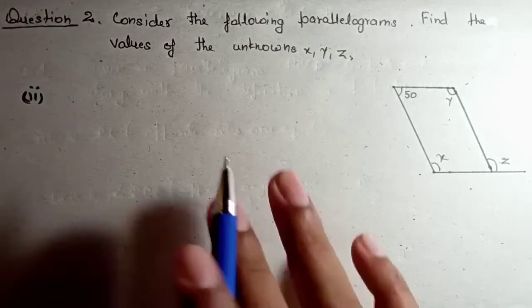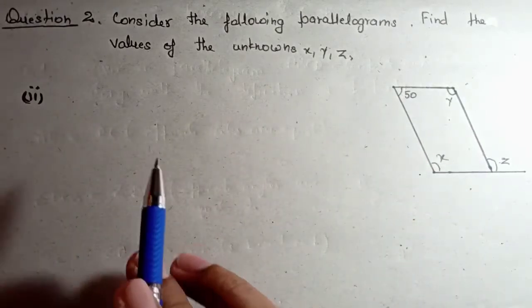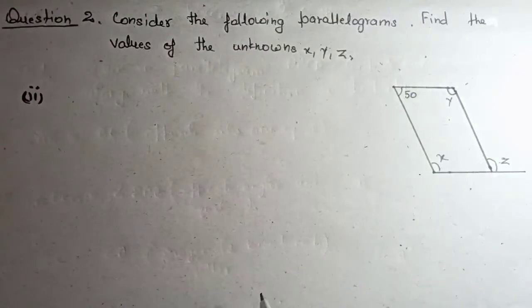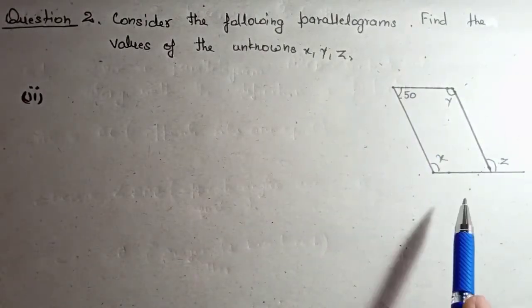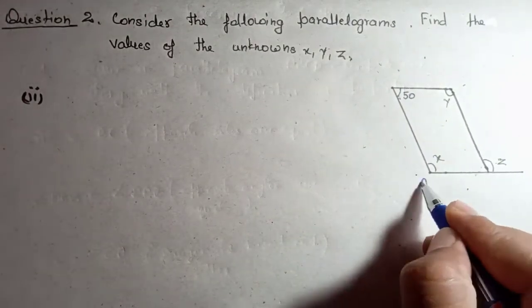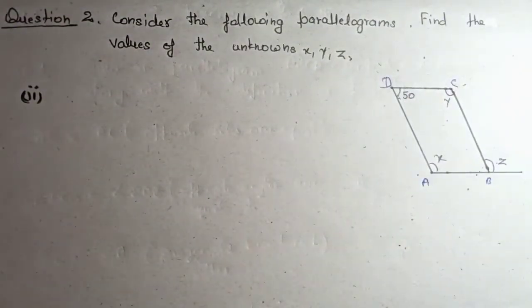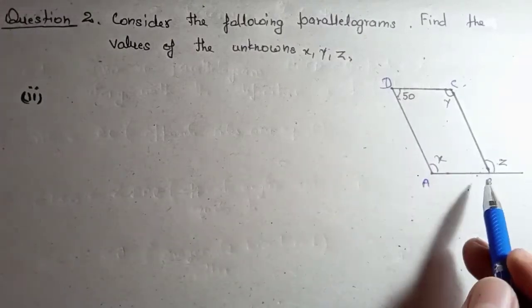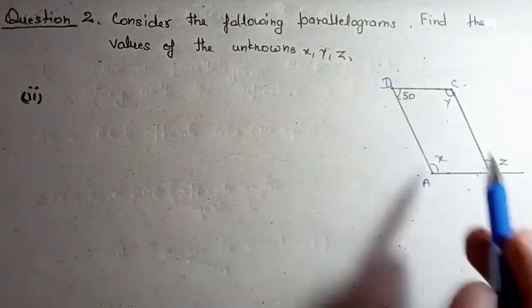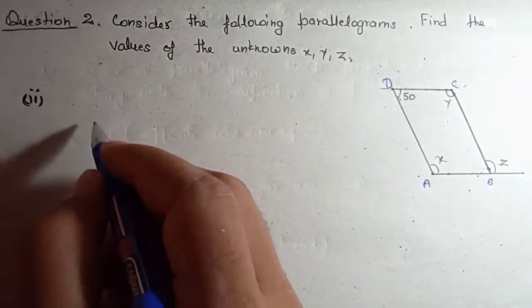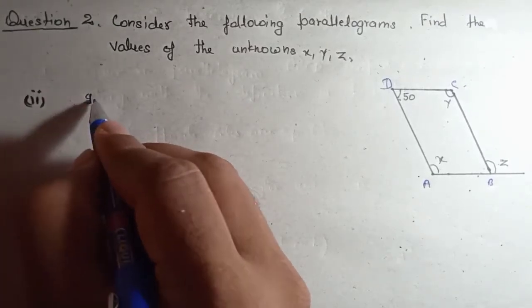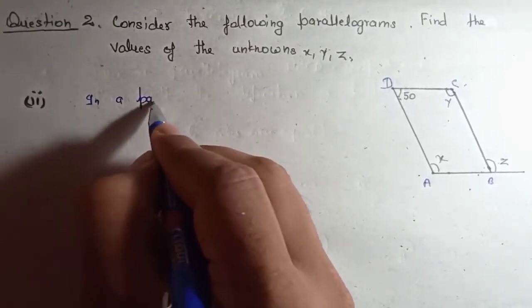Now we have our question number 2. Consider the following parallelograms and find the values of the unknown x, y and z. You can see there is a parallelogram. So first write it A, B, C, D. Now you know that angle D is equal to angle B. Why? Because they are opposite angles of a parallelogram.